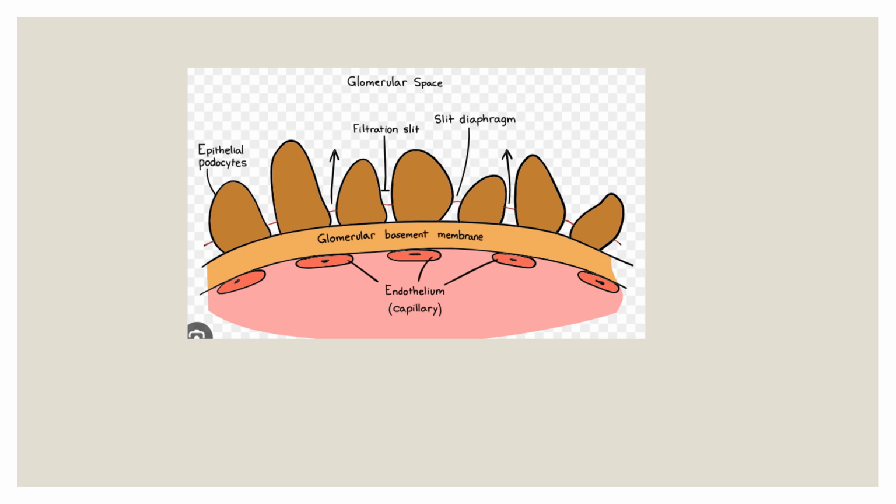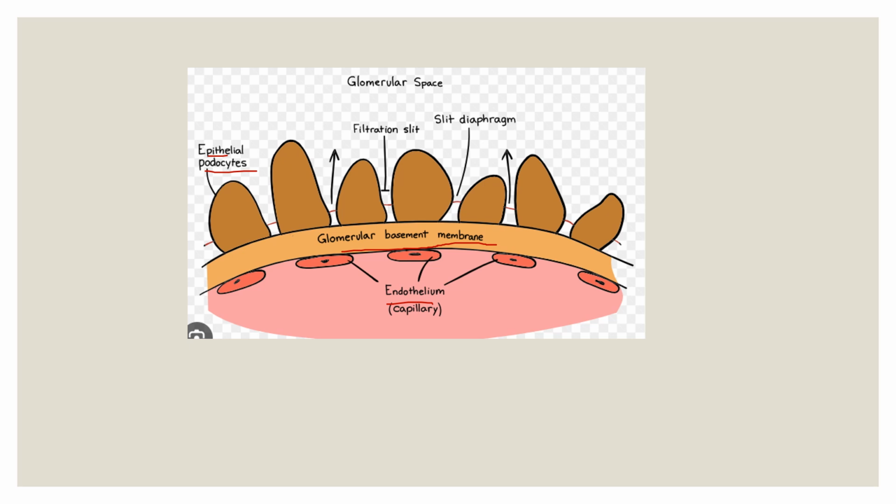So this is again a closer picture of the glomerulus. The glomerulus has three layers. The inner is the endothelium, which is the capillary wall layer. And then we have a basement membrane, which is called the glomerular basement membrane. And then we have the podocytes, which are the epithelial podocytes, which have foot processes.